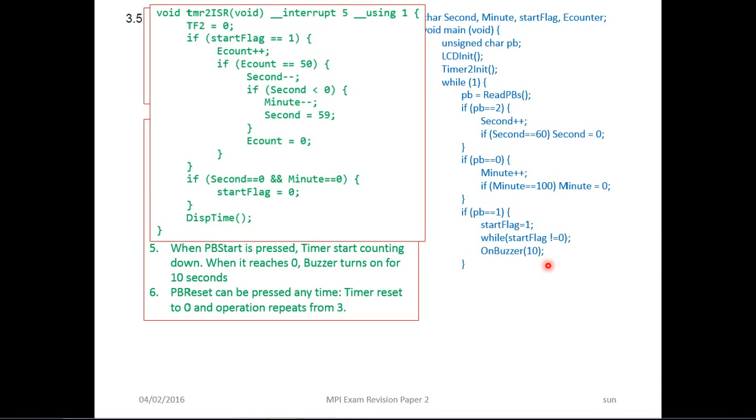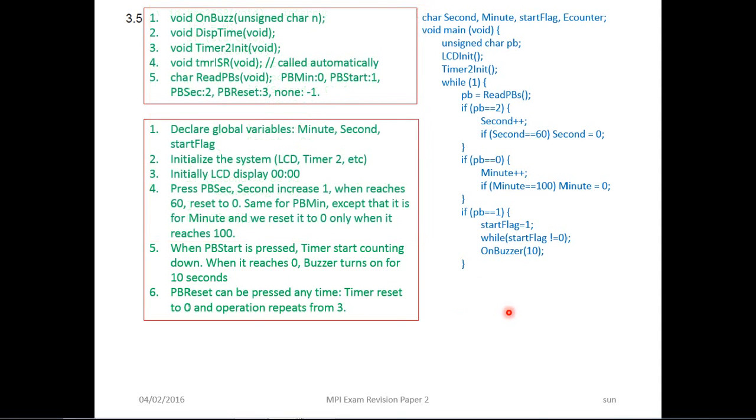Finally, we check for PB reset. That's when the return value is 3. If it is pressed, reset the kitchen timer to 0. That is to clear variables second and minute to 0. To repeat from step 3, we simply close the while loop.